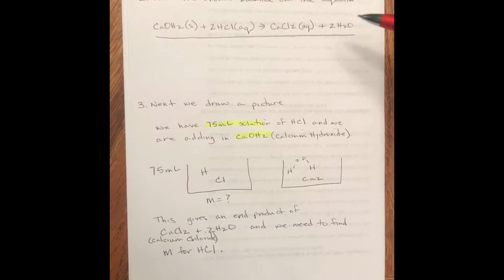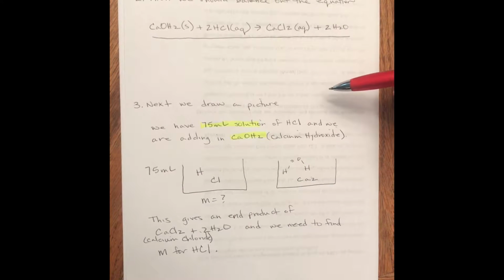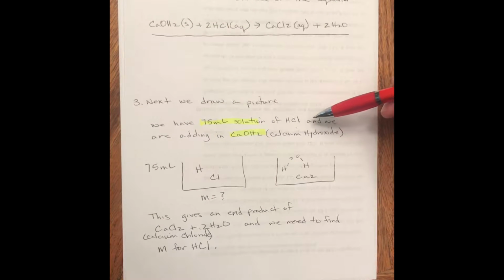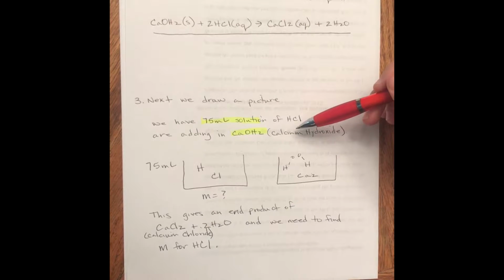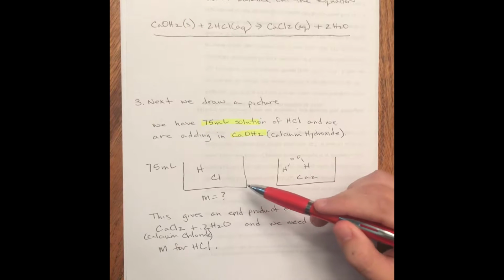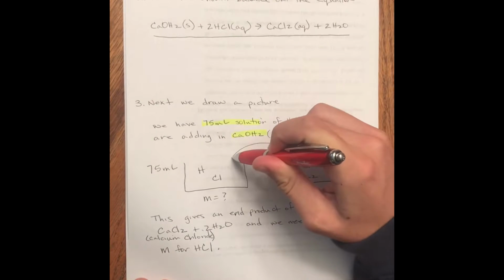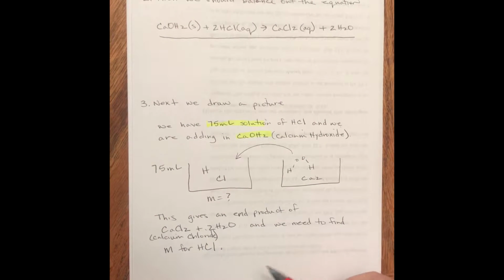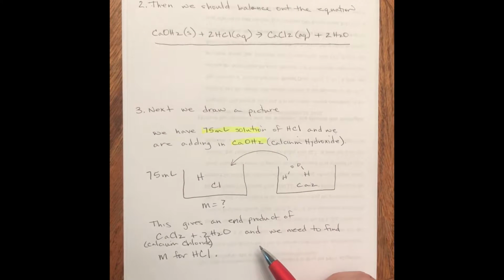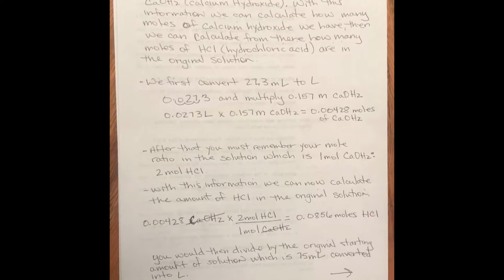We should then balance out the equation as we did here, and then we're going to draw up a picture. And here we have a 75 milliliter solution of hydrochloric acid, and we're adding in the calcium hydroxide. And this gives us an end product of calcium chloride plus H2O, and we need to find the moles for hydrochloric acid. So what do we already know?